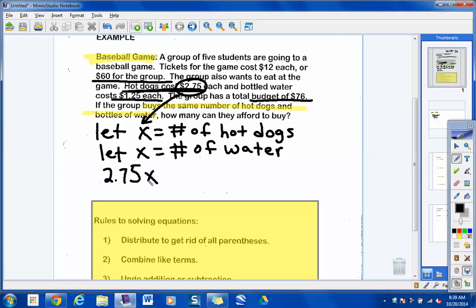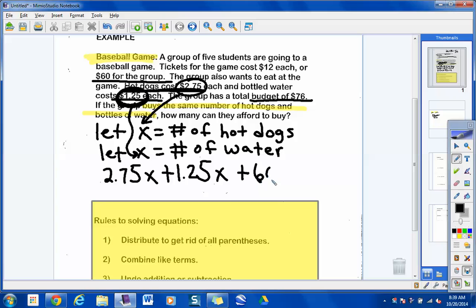What's each water cost? What are you going to multiply that by to figure out total cost in water? So I'm going to add 1.25 times x. Now, we also had some other expense in the total budget up there. What was the cost just to get into the game for the whole group? $60, right?